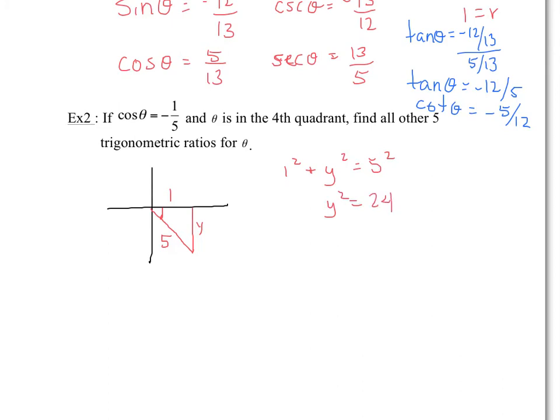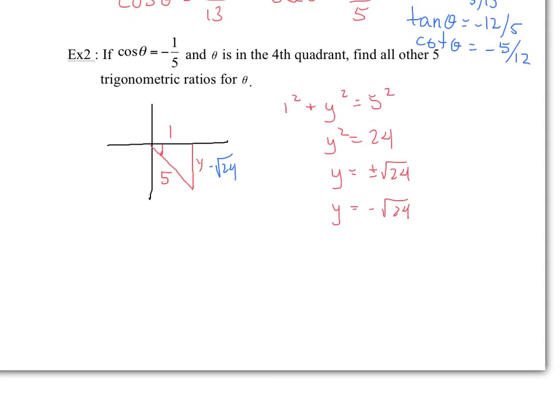So this would be 25, and then 1, and then you bring the 1 over, and you take the square root of y, you get plus or minus square root of 24. But notice that in this case, because we're in the fourth quadrant, your y value is technically negative square root of 24, because again, fourth quadrant. This gives us all the information we need to get all the trig ratios.